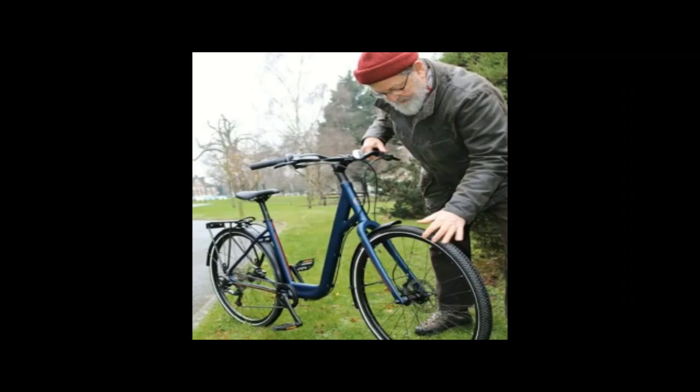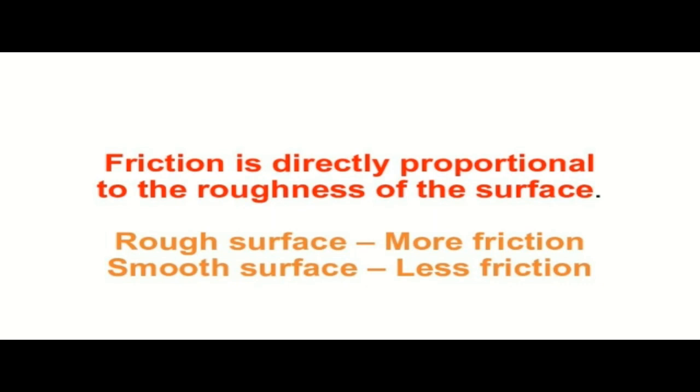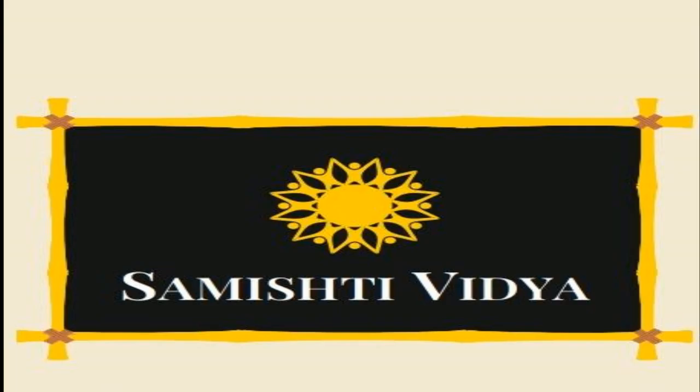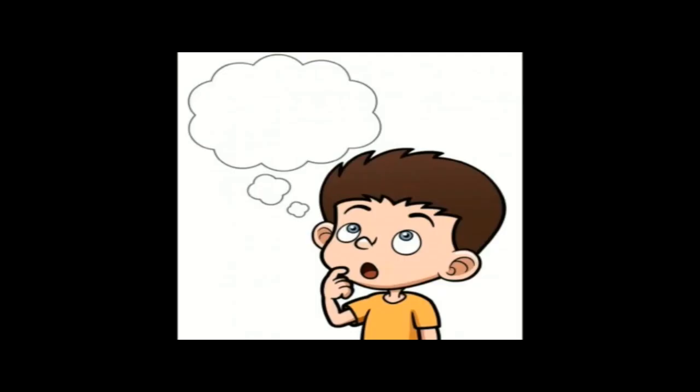Friction depends on the roughness or smoothness of the surface. The friction is directly proportional to the roughness of the surface. Friction is more if the surface is rough. Friction is less if the surface is smooth. Imagine that friction has disappeared from the earth. What will happen? Think about the consequences. Let's discuss them in the next classroom interaction.